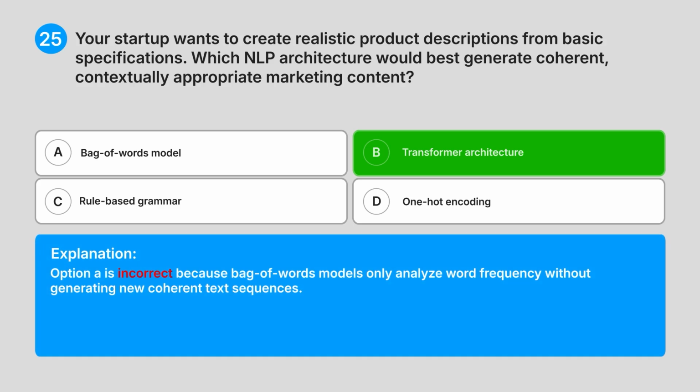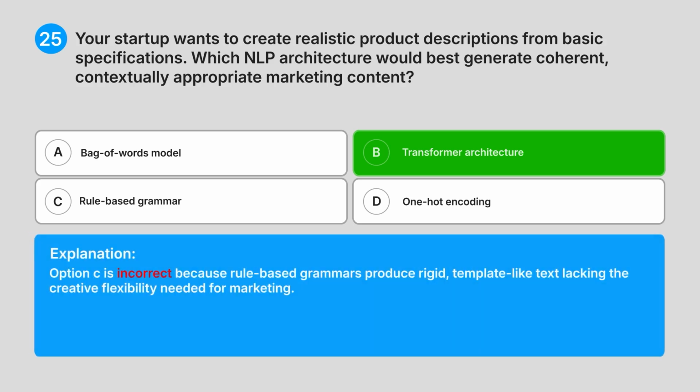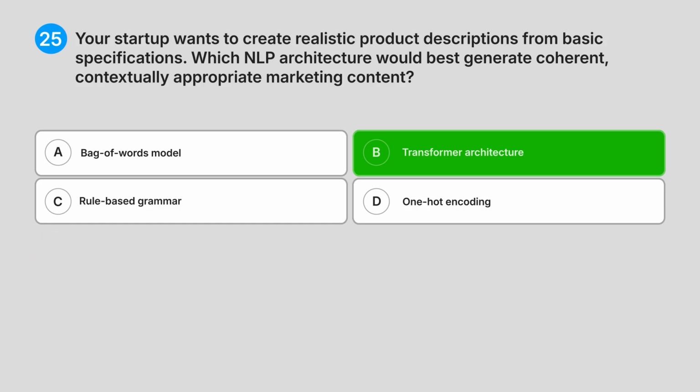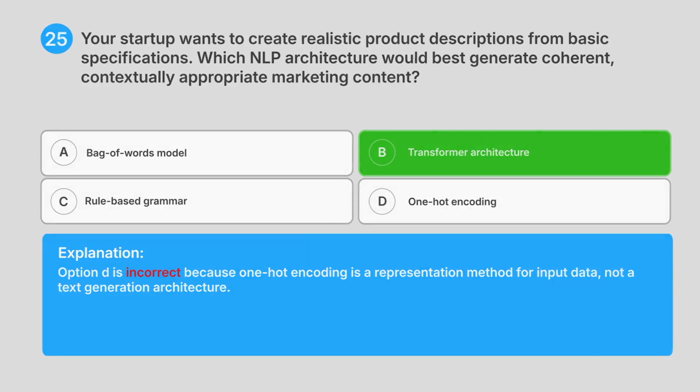Option A is incorrect because bag of words models only analyze word frequency without generating new coherent text sequences. Option C is incorrect because rule-based grammars produce rigid, template-like text, lacking the creative flexibility needed for marketing. Option D is incorrect because one-hot encoding is a representation method for input data, not a text generation architecture.